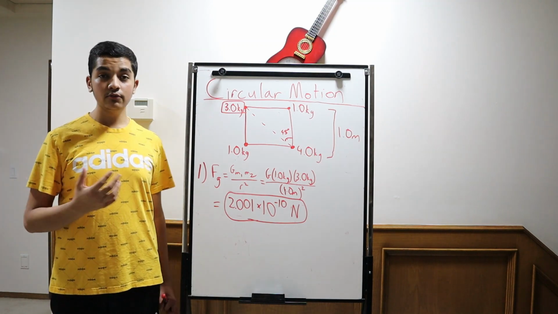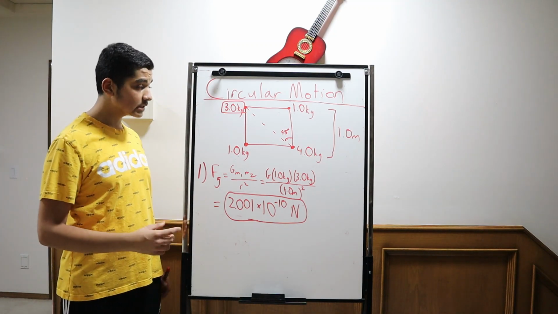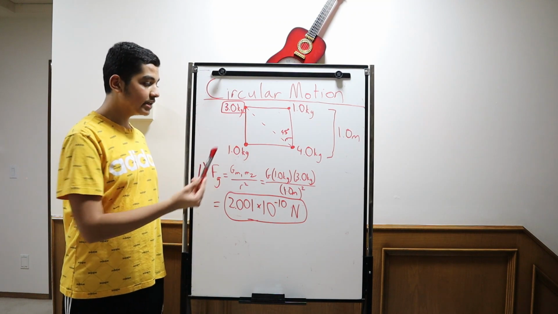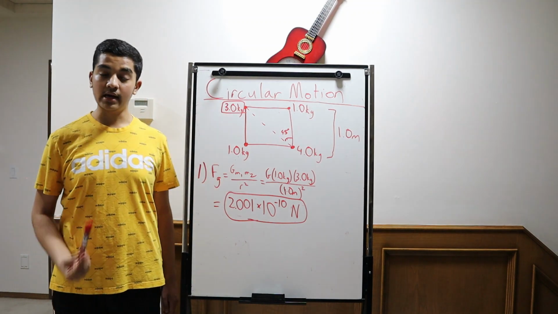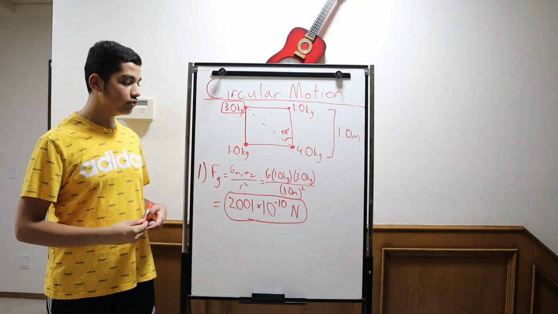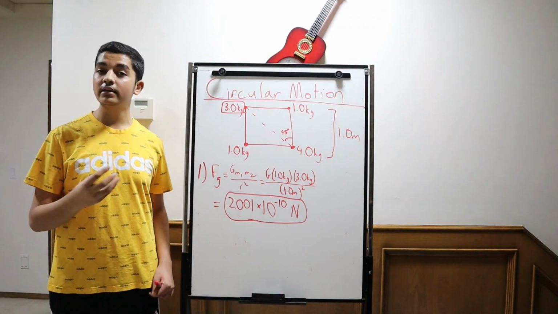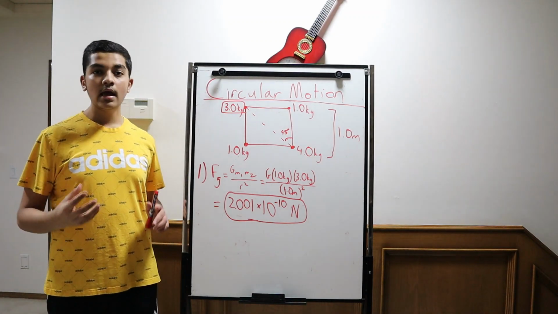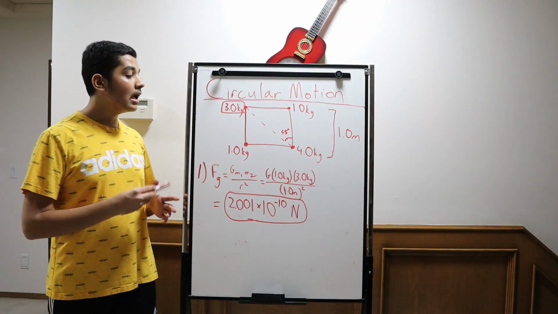Well, the easiest thing to do first is to actually find the net force that's acting in between this 3 kilogram mass and this 1 kilogram mass. This is the easiest thing to do because we know that gravity acts independently of other point masses and that force of gravity is never affected.